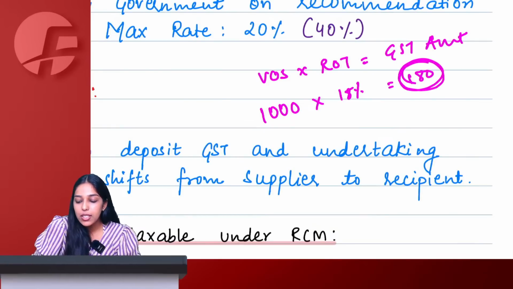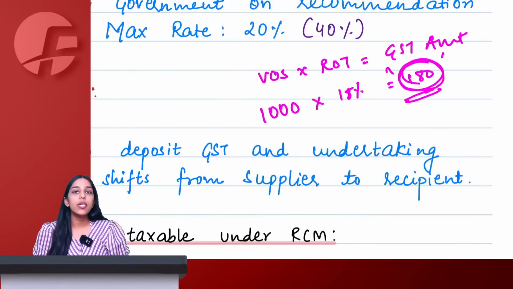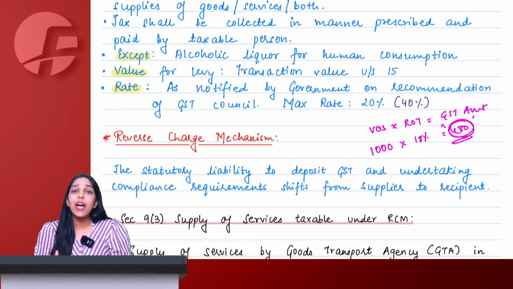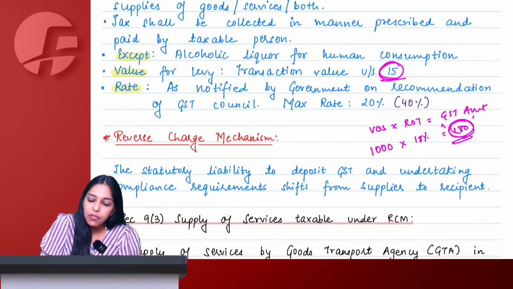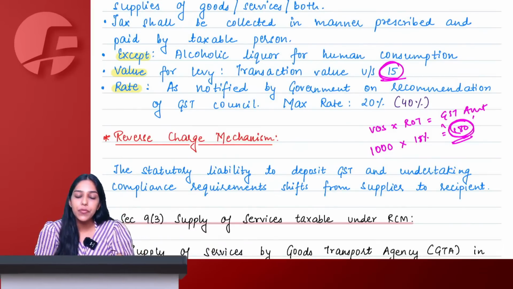So, I got the GST amount to be 180 rupees. Determining GST amount is very simple. You need two variables: one is value and one is rate. How to determine the value of supply? According to section 15, we study value of supply in section 15. Whatever the transaction value is becomes the value of supply.